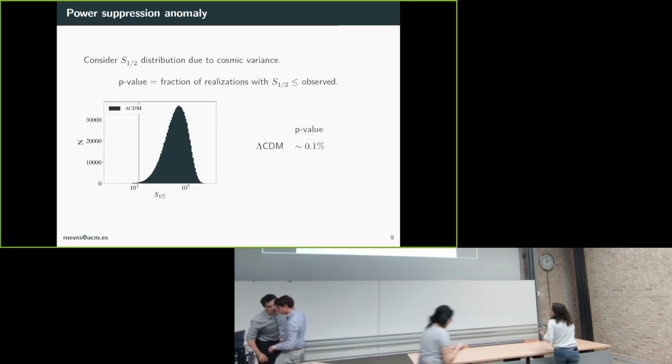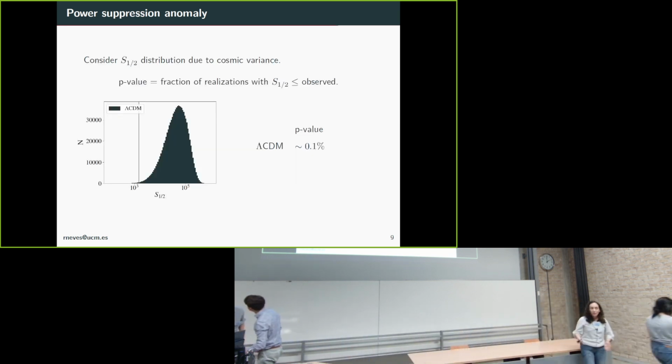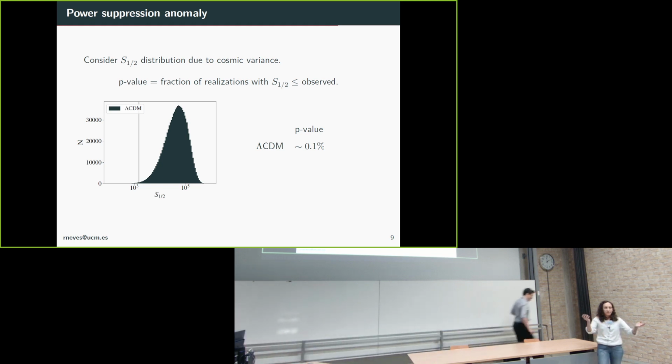Okay, sorry. So this distribution, we study the distribution of this parameter. What that means is we take our model, we do many realizations, and we do a histogram. The p-value will be the fraction of realizations that have an observed estimator that is at least as small as the observed value, which is this line here. You can see it's the very end of the tail of the distribution, and this corresponds to a very low p-value.